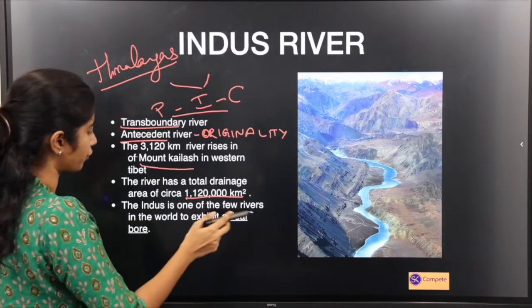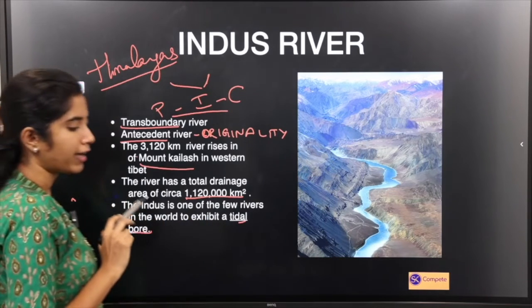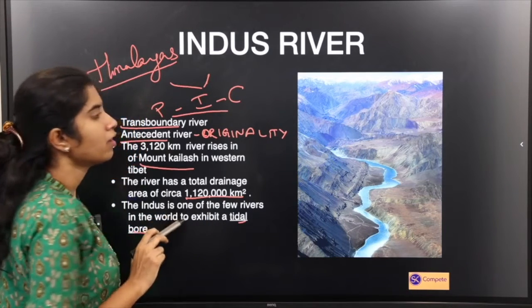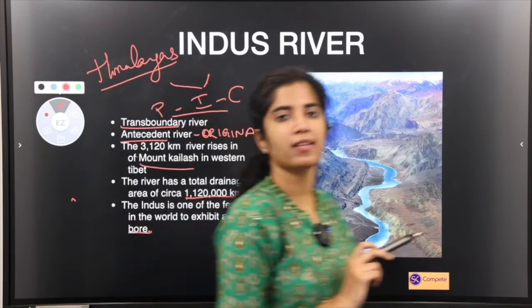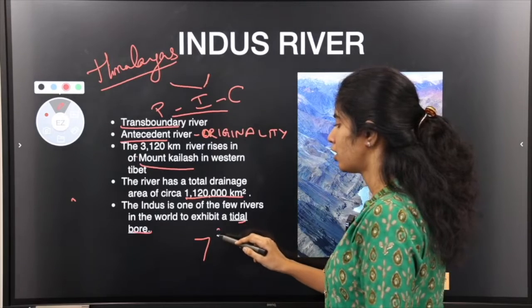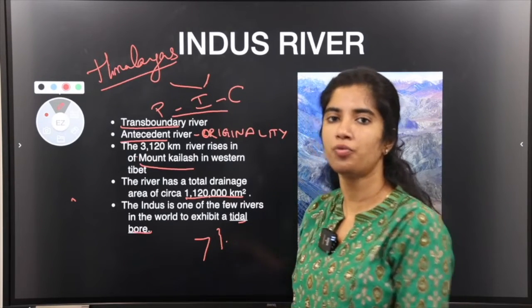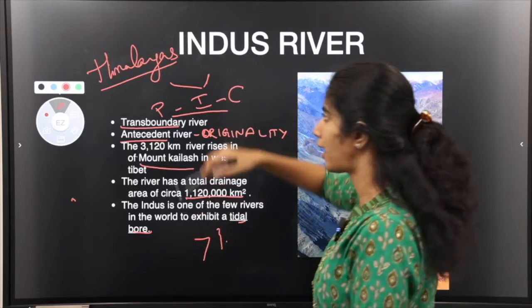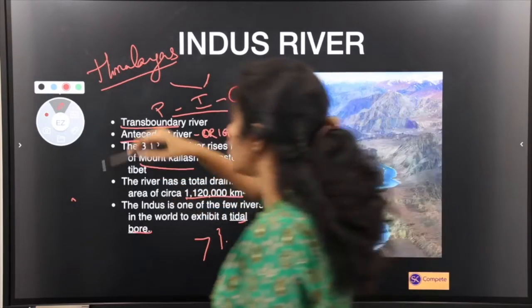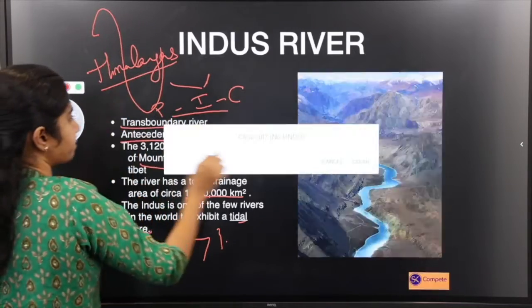Next, the Indus is one of the few rivers in the world to exhibit a tidal bore. A tidal bore is nothing but where the tidal range is greater than 1 meter. Usually it will be 3 to 4 meters also. Basically the tidal range should be greater. So you know tides, high tide, low tide.